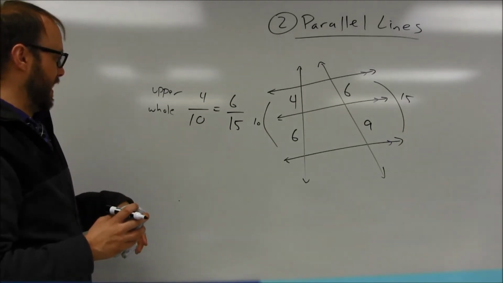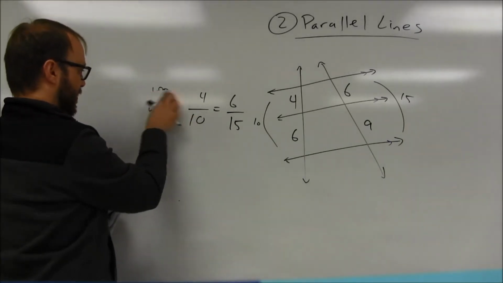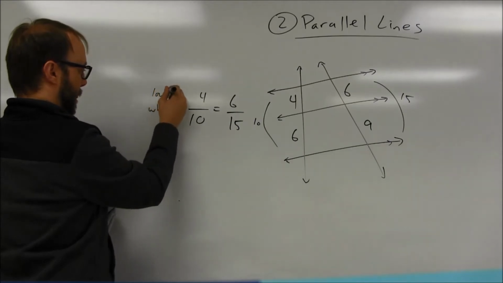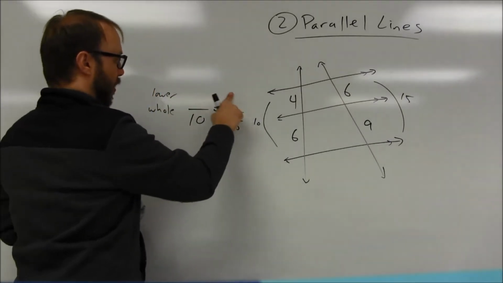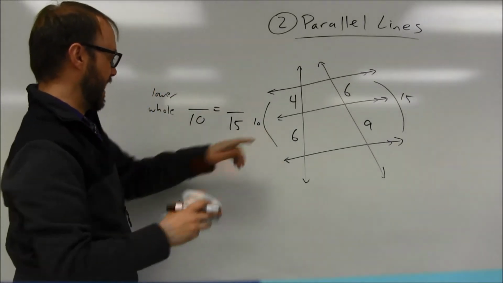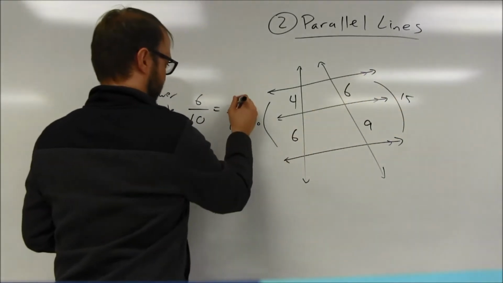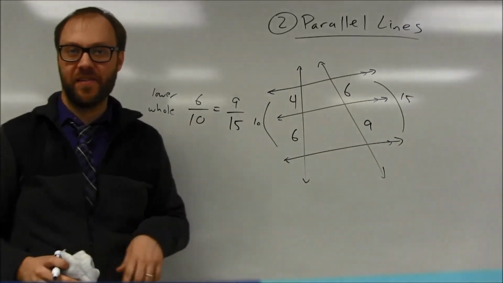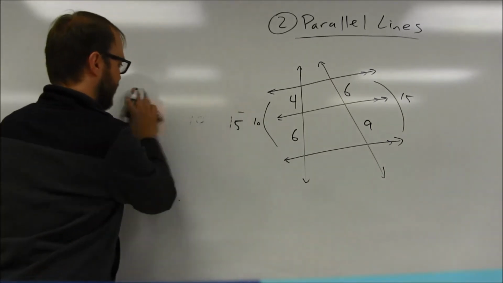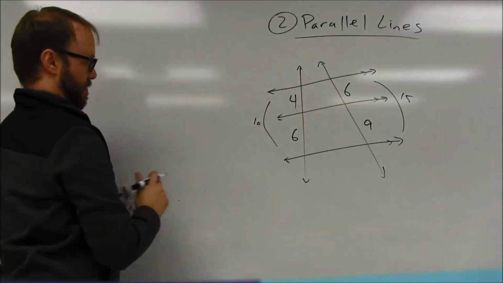You could do the lower part over the whole and the lower part over the whole. So you could do 6 over 10 is equal to 9 over 15. Okay, those were both simplified down to 3/5. Left to right, the ratios are the same.